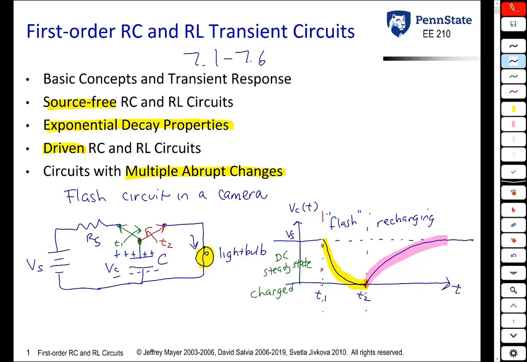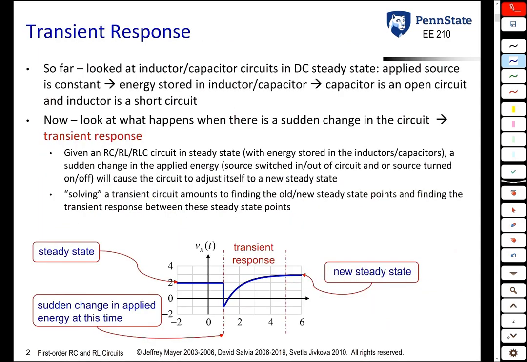Well, it turns out that these two parts of the circuit here, the flashing part and the recharging part, are both transient responses. So in this packet of notes, we will look at how to analyze circuits mathematically to determine exactly what happens during these changing parts of the circuit. So once again, what we mean by transient response is time changing. So transient just means time changing.